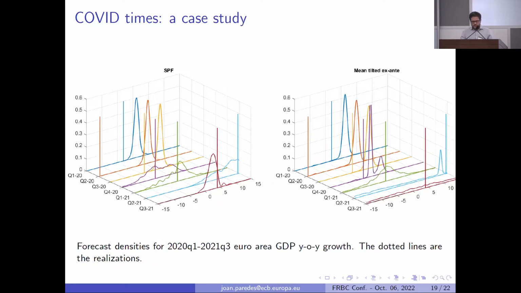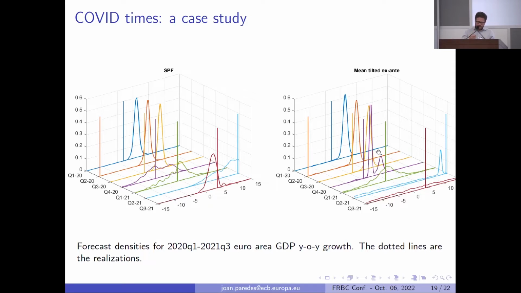So let me continue with the second last case, which is the tilting ex ante. Now we're not only going to tilt the density function, the densities of the individual models, to the information of the SPF. And this is a result that I wanted to mention. Why?